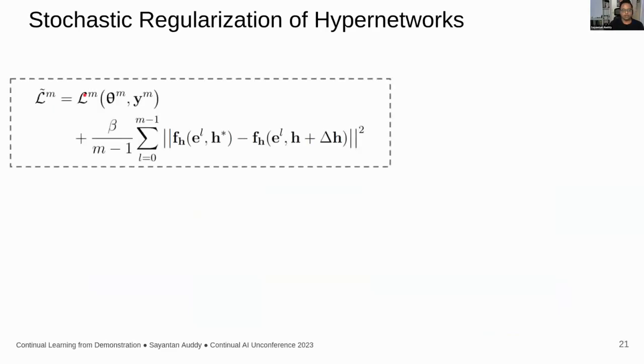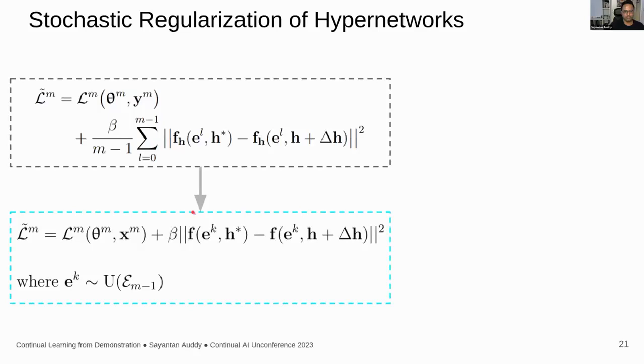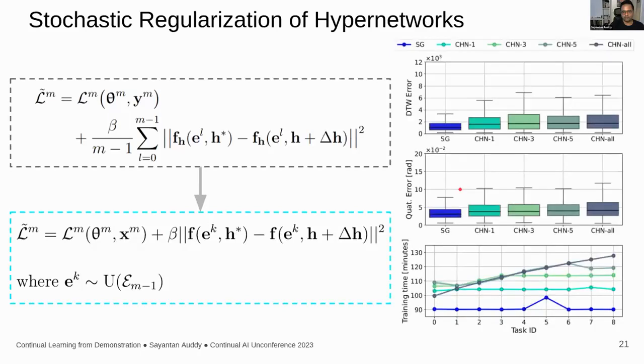And finally, we also looked at the regularization of hypernetworks. So the hypernetwork regularization involves this iteration over the task embeddings, which causes the training time to increase. What we did is we removed this summation and instead just randomly sampled one task embedding in each iteration. And this gave us a model where we have the same performance, so same low errors, but the training time of each new task does not increase anymore, it stays the same.